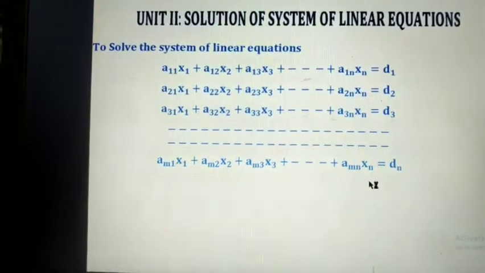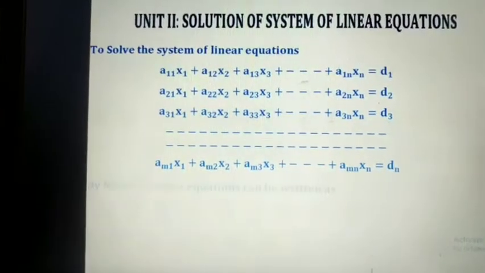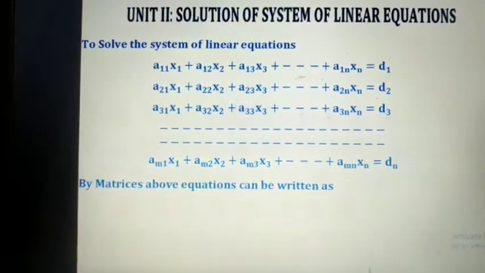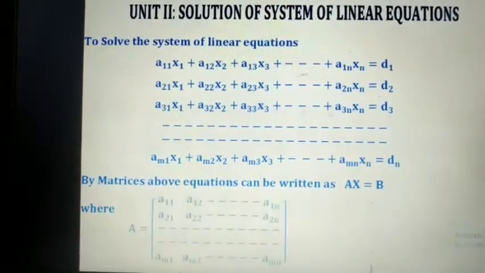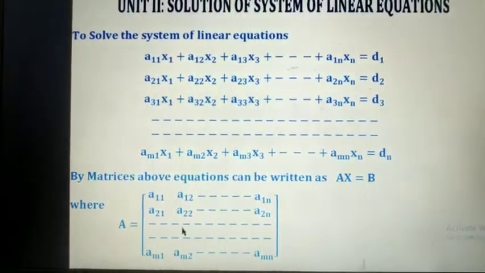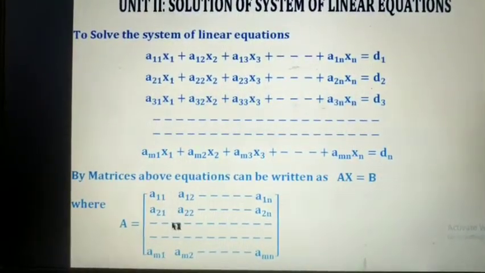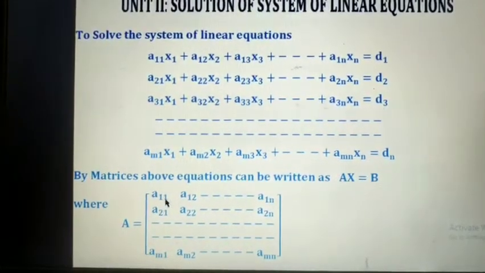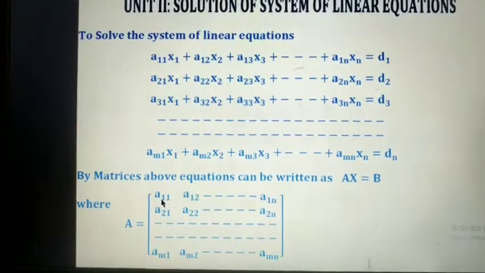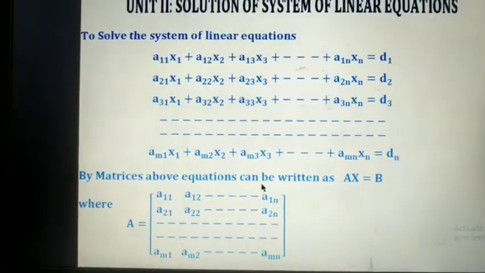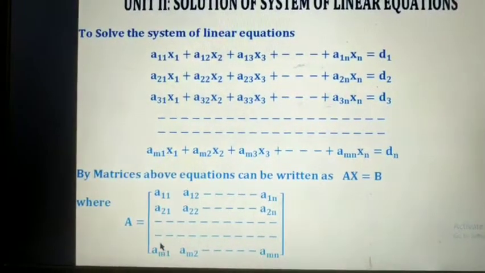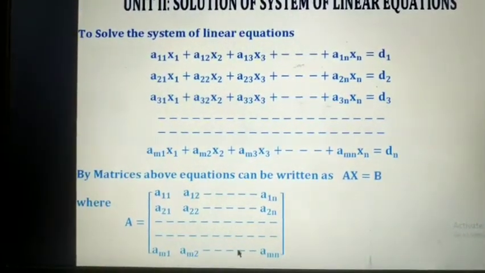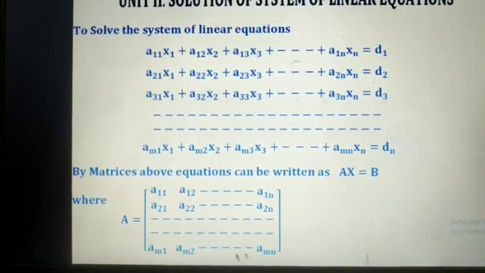We have to write these equations in the form of matrices. By matrices, the above equations can be written with capital letter A used for the coefficient matrix, that is A is equal to the matrix containing m rows and n columns of coefficients of x1 to xn. The notation a11 means the element belongs to the first row, first column. a12 means the element belongs to the first row and second column. Like that, a1n means first row and nth column. Similarly, a21 is second row, first column. Like that, am1 is mth row, first column, then mth row, second column, up to mth row, nth column. So this is the m cross n matrix.